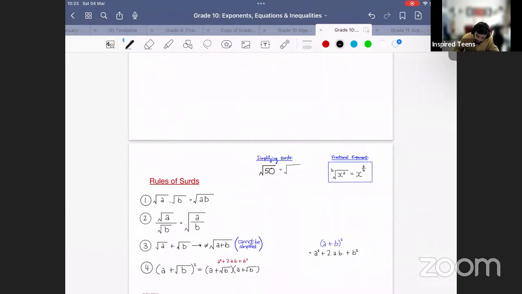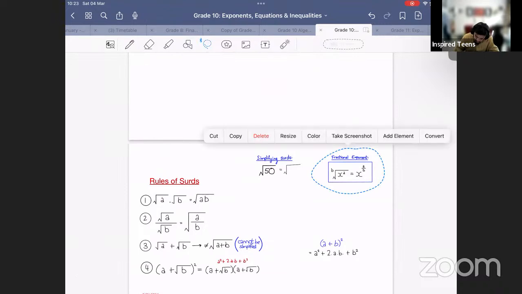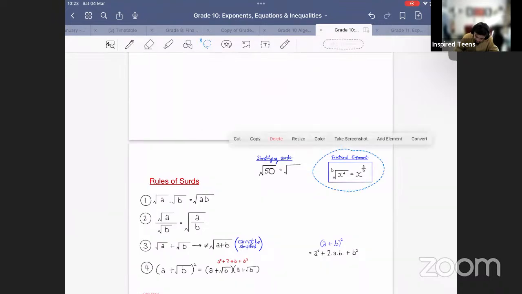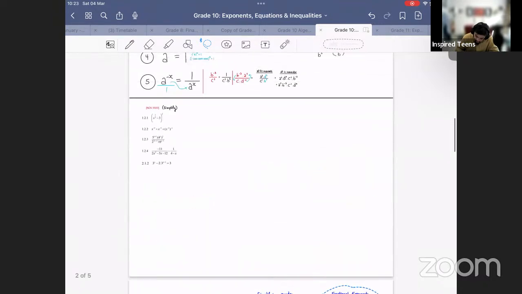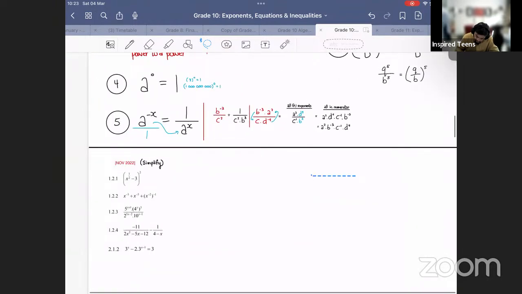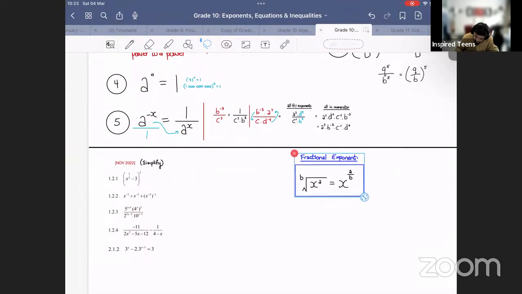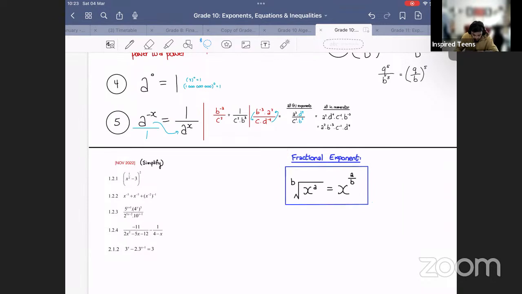Okay, fractional exponent. Let's grab this guy and let's discuss him now. Okay, so just give me 1 second. Be back in like 15 seconds.